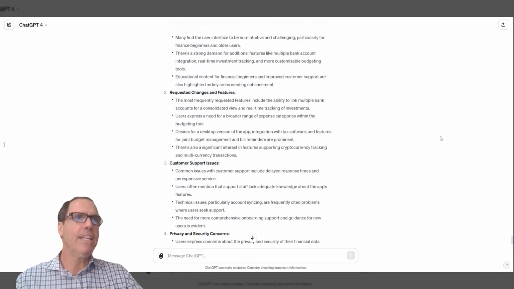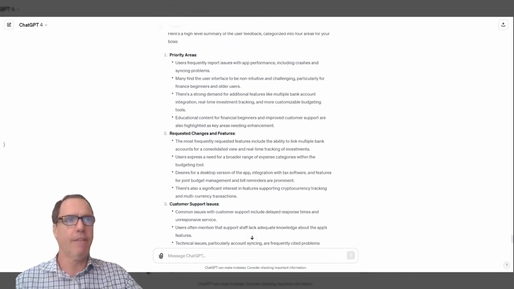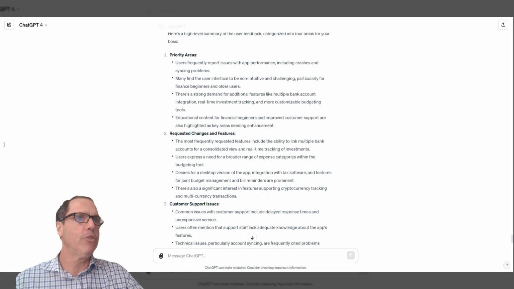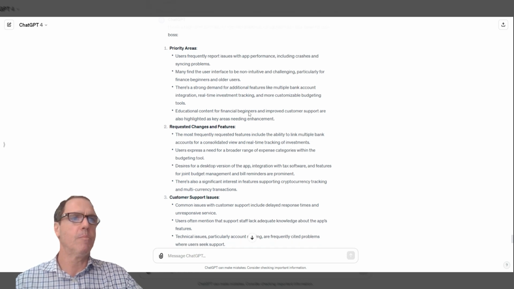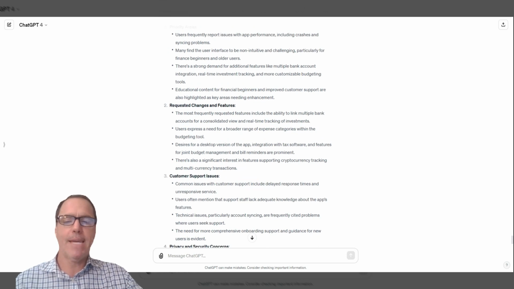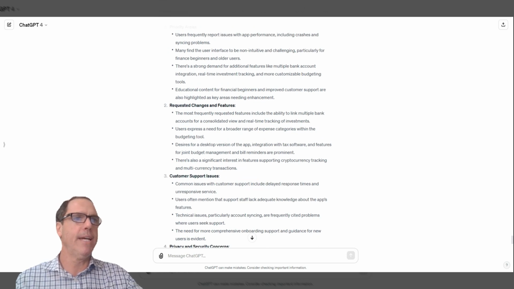So, in looking at all of the reviews and the feedback, it's telling us that there were priority areas. So the first one says users frequently report issues with app performance, including crashes and sync problems. So I mean that is factual. You could review that in the reviews by eyeballing them to confirm that the data is correct. But it did take the specific reviews and make its comments. And again, we asked it not to make any suggestions, just to give us the summary of the raw data.